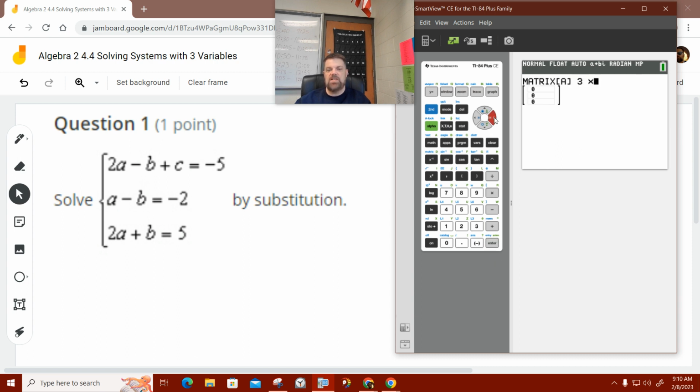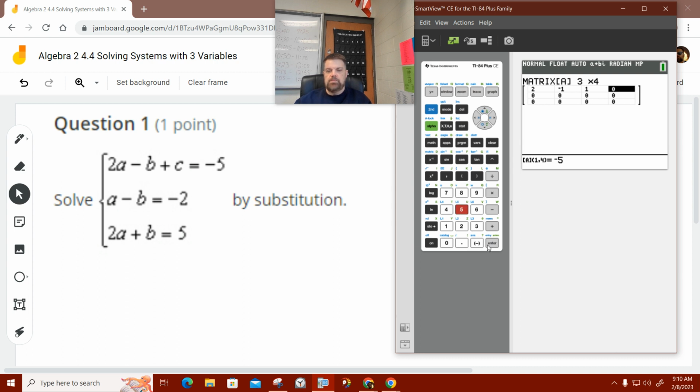When you have systems with 3 variables, they're 3 by 4 because you have 3 variables and then what it equals. So it's 3 and 3 equations. So it'd be 3 by 4. Anyways, hit enter. Now on this first one, remember we just put the coefficients, so it's going to be 2a and then negative 1b and then positive 1c is equal to negative 5.